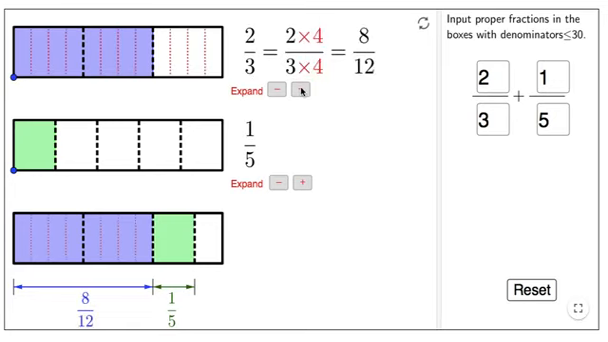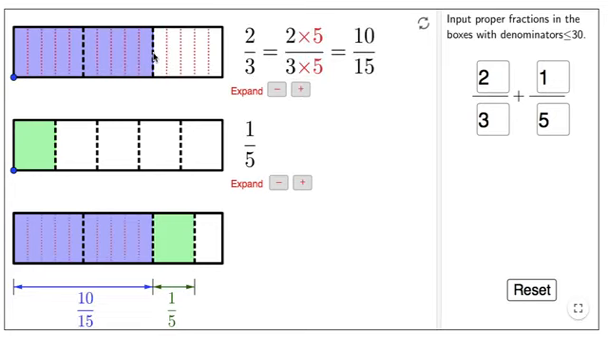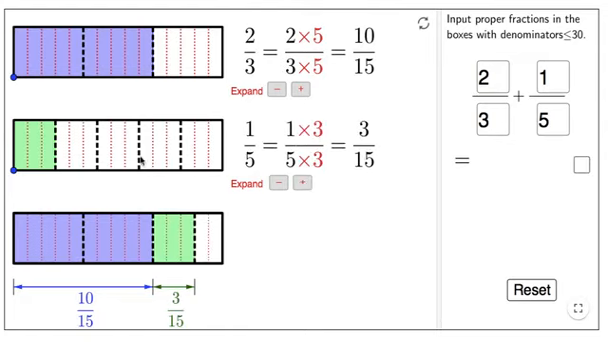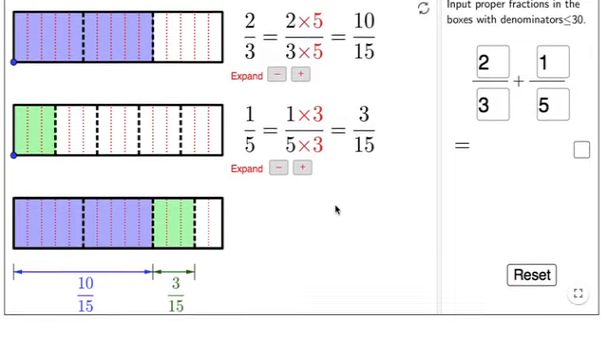I'm going to times by 5, and I get these divisions here. Now they don't match here because these are 15ths, but I can do the same here. I can times by 3 and make these into 15ths. So notice that these slices now are all the same width, they're the same size. If they're the same size, or the common denominator, I can then add these together.